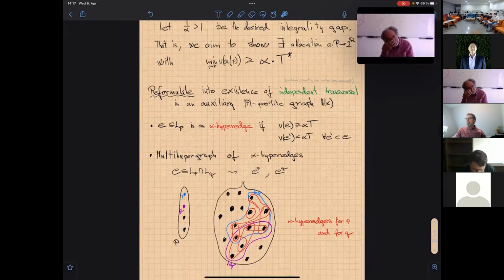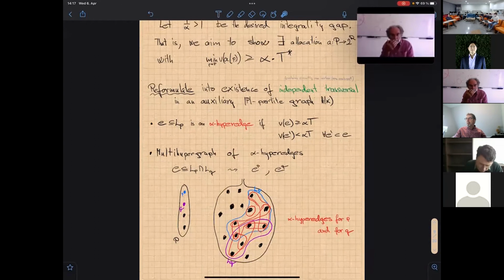And in such a problem, we can take a look at the hyperedges. These, we call them alpha hyperedges, which are interesting for us. What are they? They are the ones which do have value alpha t. They are part of some light set, and they are minimal. I don't want to take more than I need to. And then I need to select one such alpha hyperedge for each player, right?